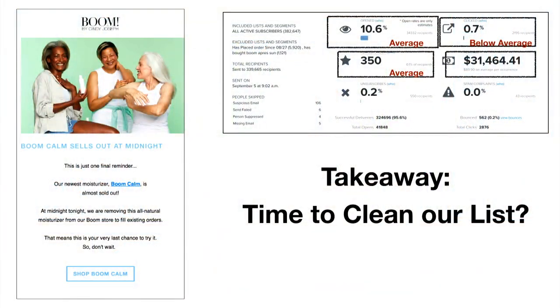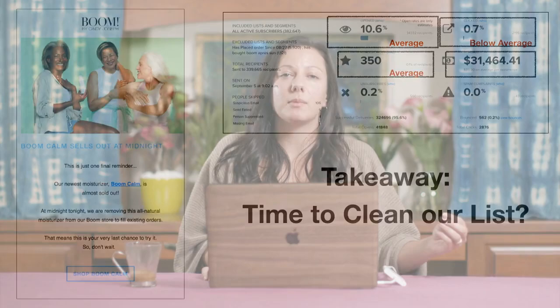So what I learned from this is maybe it's time to clean our main list. What I mean by that is if we're only getting a 10% open rate on all these people, but there's very high revenue, we might want to clean the list again of anyone who hasn't opened our email in a long time.